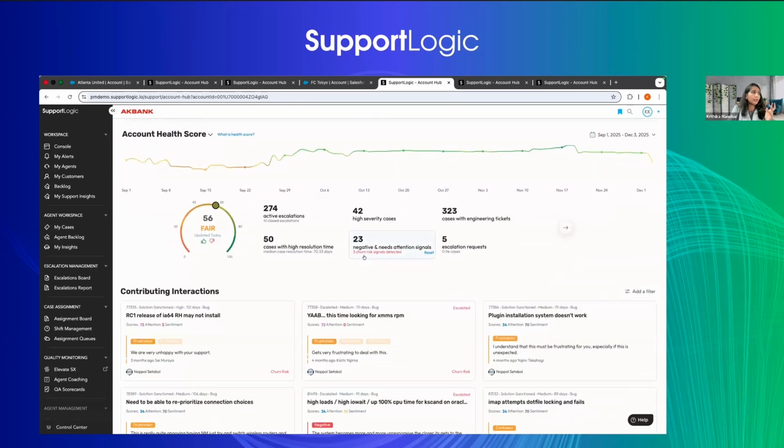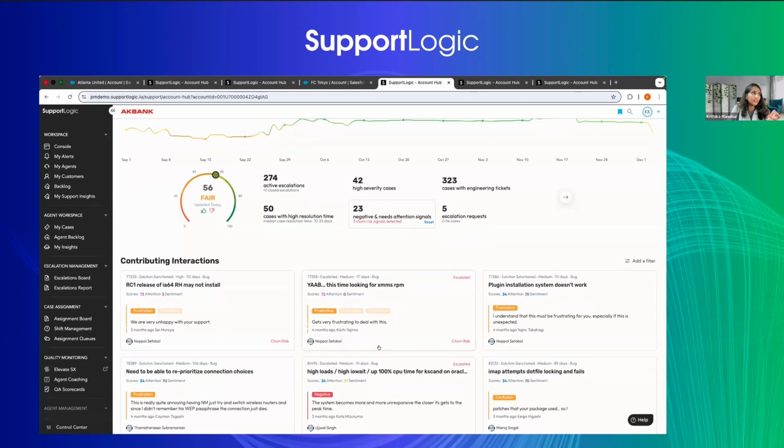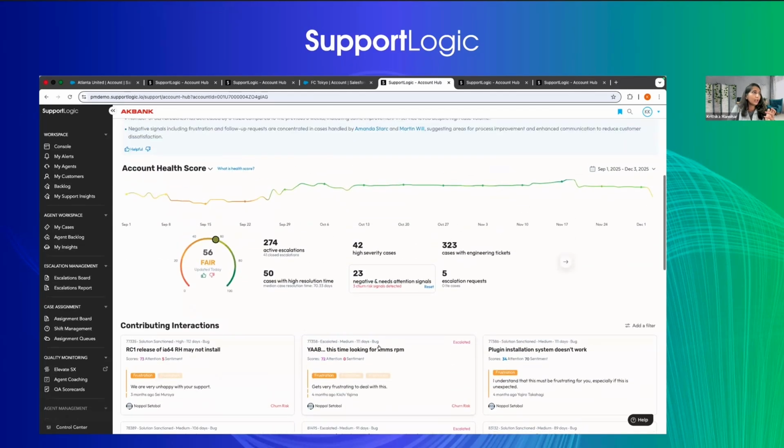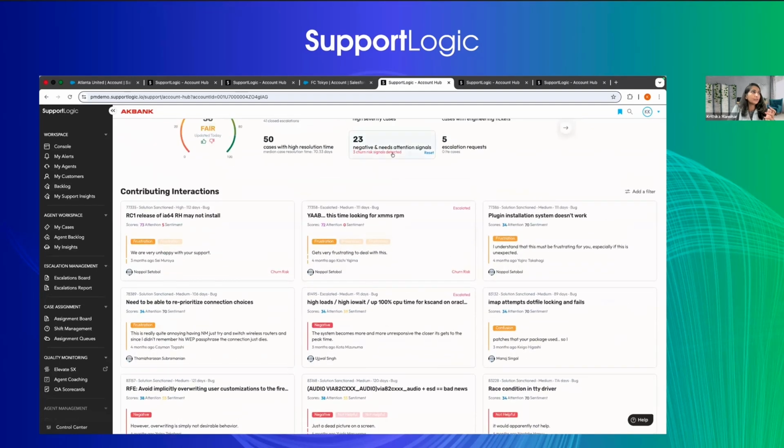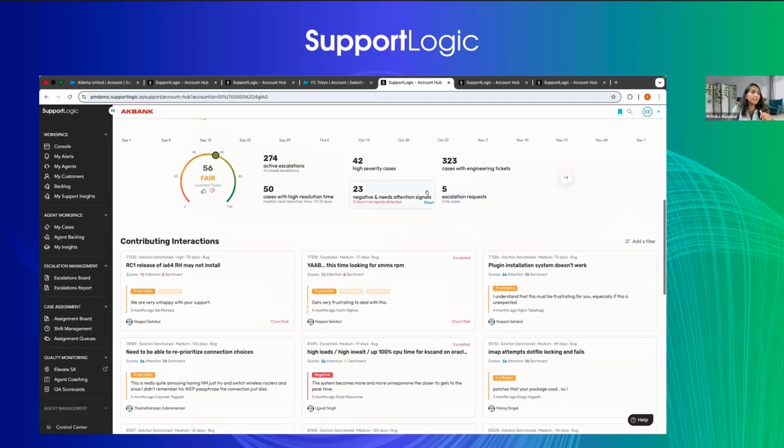So for example, I have 23 negative and needs attention signals. I can review each one of these cases, right? So it's not just about high impact issues. I can systematically go into all of the cases that have negative and needs attention. I can see the signals right here. I can go into the case detail if needed. So it also gives me the nice slice and dice and double click.